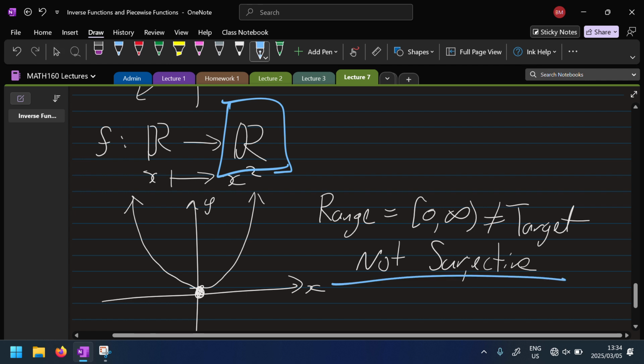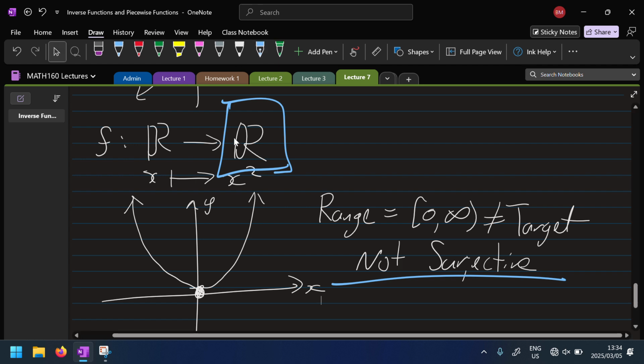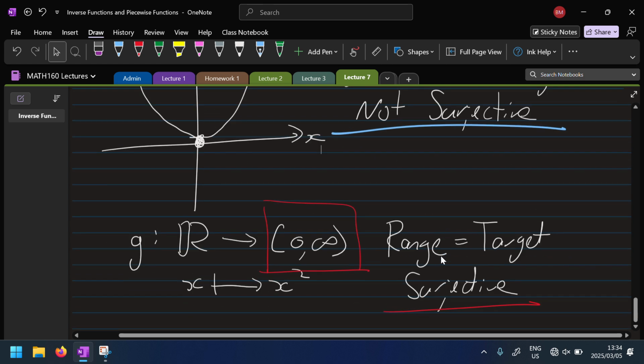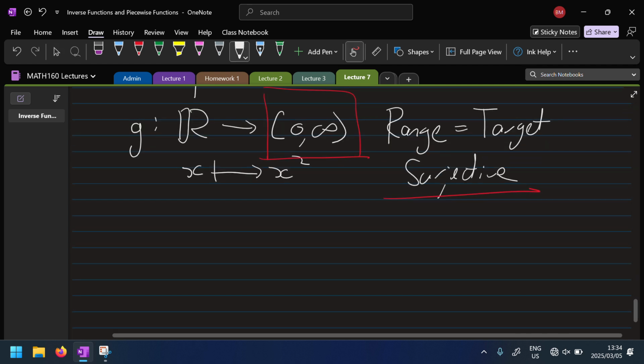So in both of the examples, everything is identical. The function rule is the same, the domain is the same, the graph is the same, but the targets are different. The targets being different completely changed our answer. Okay, so please make a note of that. So this target, not surjective. If we choose this to be the target, now it is surjective. Okay, please make a note of that. Okay, so that's the idea. Range equals target, then it's surjective.